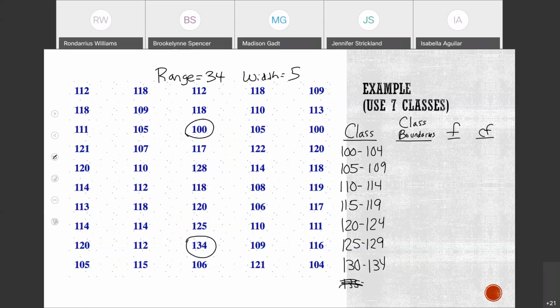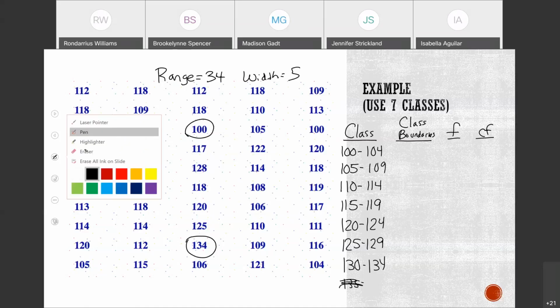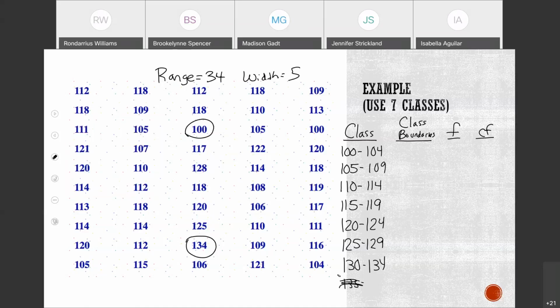Okay, so this one is a little bit unique in that we started with the lowest and we ended with the highest. Normally, we go over the highest, and that's fine. But the idea is that you want all of your classes to be the same size. So even if the last class ends up being a little bit too big, so be it, doesn't matter. But we want all the classes to stay the same width as we go down.